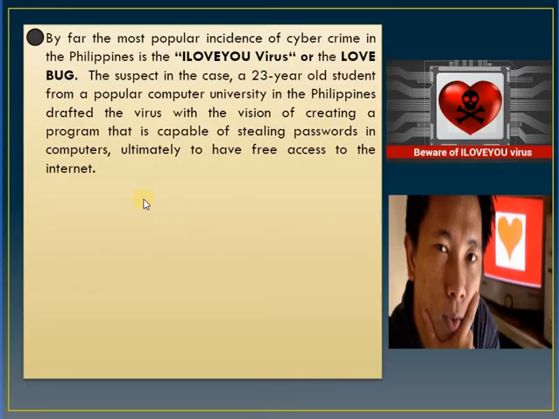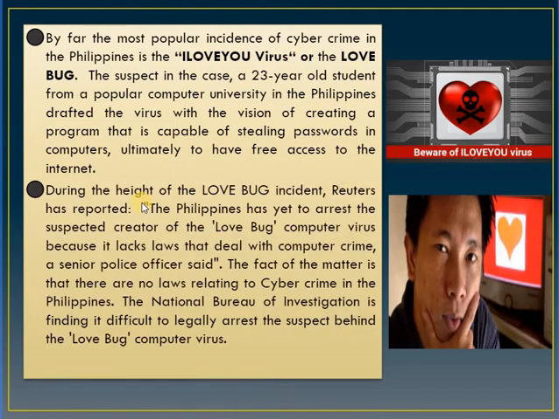Alam niyo ba to? By far the most popular incident of cybercrime in the Philippines is yung I Love You virus or the Love Bug. The suspect in the case was only a 23-year-old student. A 23-year-old student from a popular computer university in the Philippines drafted the virus with the vision of creating a program that is capable of stealing passwords in computers. Grabe, diba? Stealing passwords in computers, ultimately to have free access to the internet. Yun ang ginawa niya.